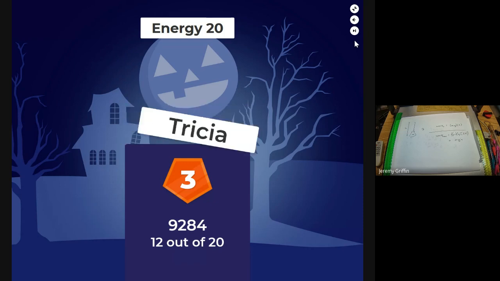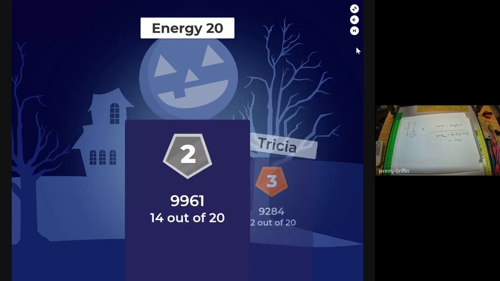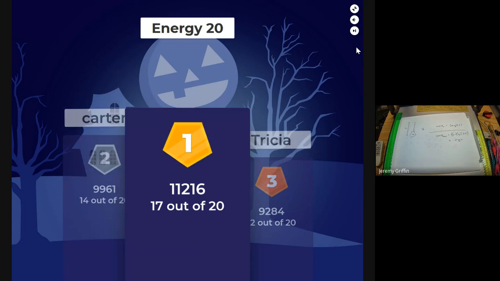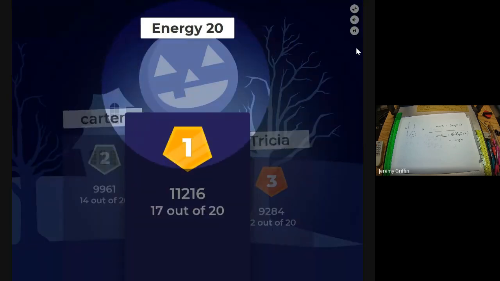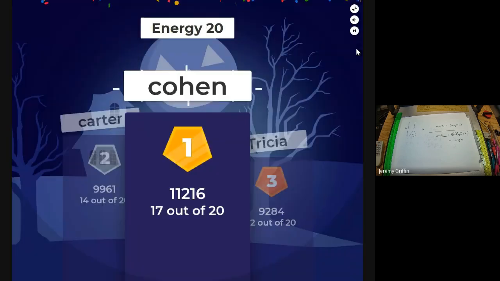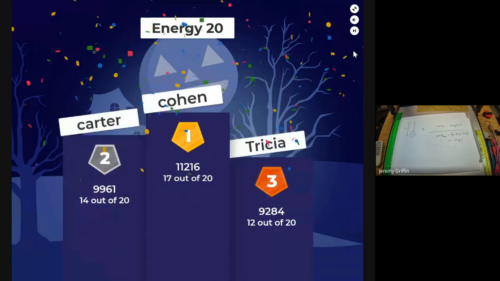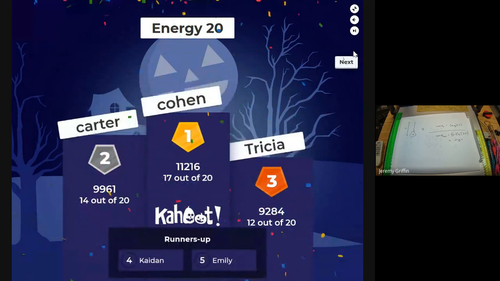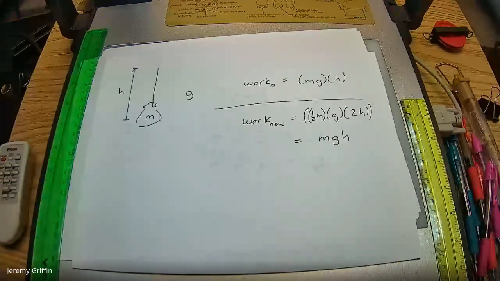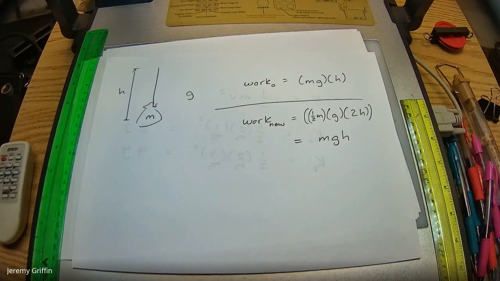With the bronze, Trisha. With the silver, Carter. And the gold, Cohen. All right, nice job. Runners up, Kaden and Emily. Hey. All right, so flip back over.